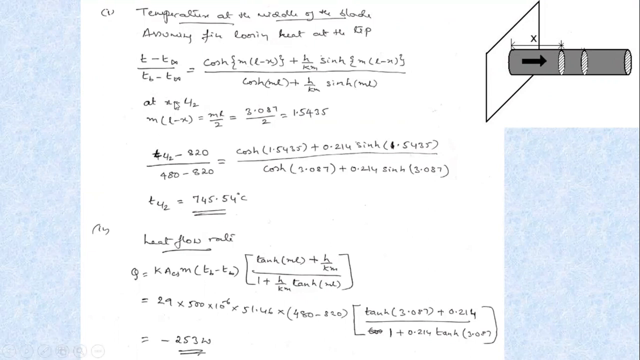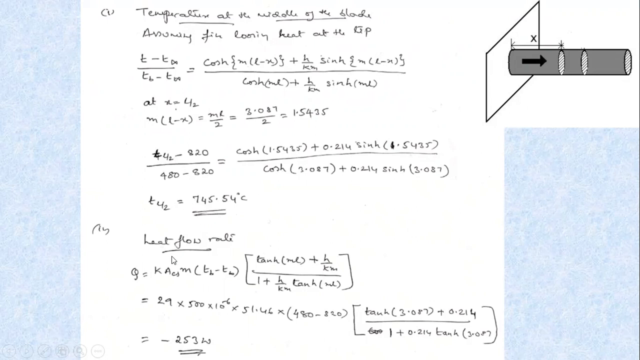So at x equal to L by 2, I have taken m into (L minus x). L is nothing but the same L, the length of the fin, and x is equal to L by 2. So L minus x is L by 2. This complete expression we get as 1.5435. After substituting, we get the temperature at L by 2, that means at the middle of the fin, to be 745 degrees centigrade.